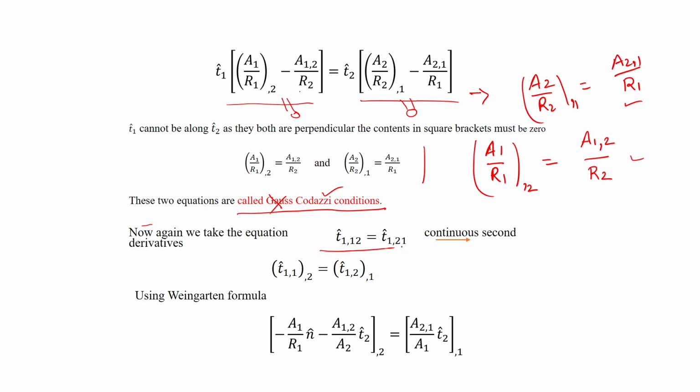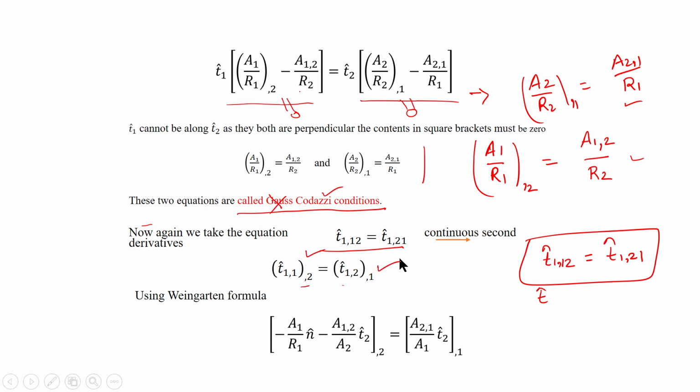Now, we are going to use the mixed derivative of tangential vectors, T hat 1 comma 1 2 and T hat 1 comma 2 1. In the same way, T hat 1 comma 1 whole derivative 2, and 1 comma 2 whole derivative 1. Now, using the formula of Weingarten, 1 comma 1 is this much and 1 comma 2 is this much, and taking the derivative.